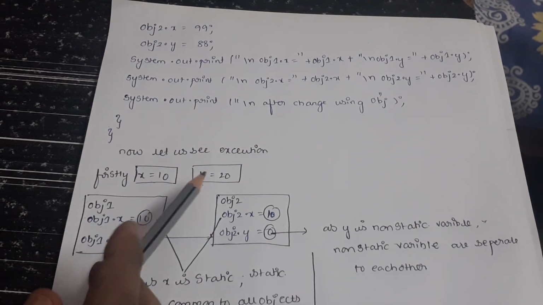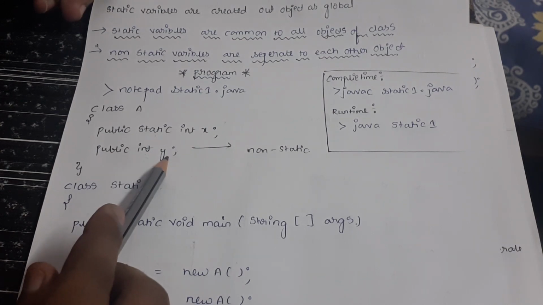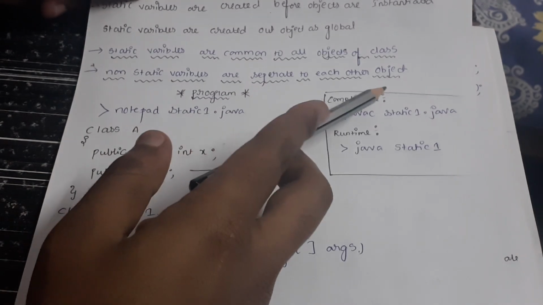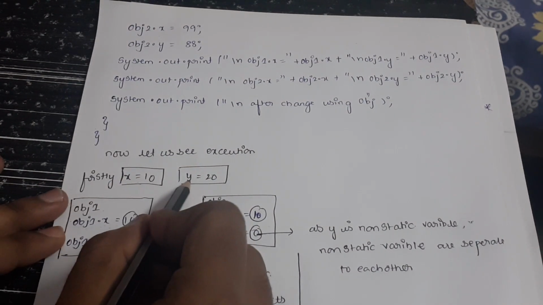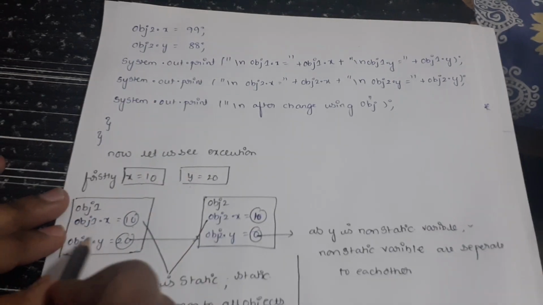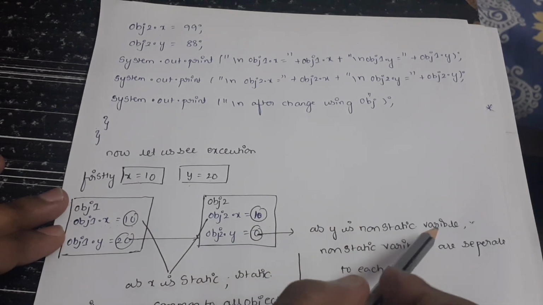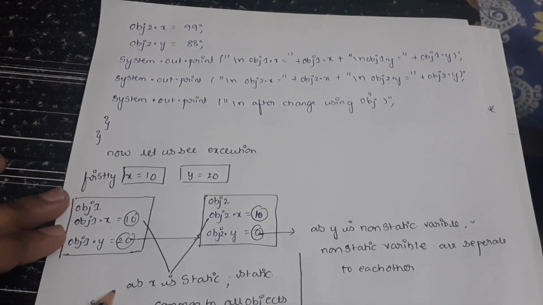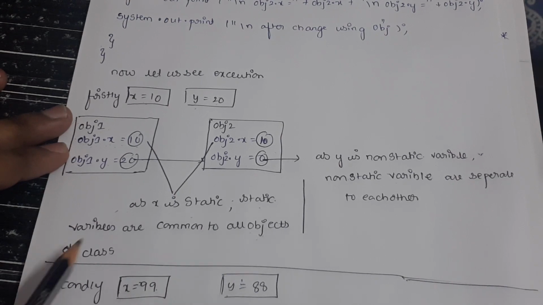But in the above program, the public int y is a non-static variable. As I already mentioned, non-static variables are separate to each object. They are not common to all the objects. So object1.y, what is the value given to y? 20. So object1.y is 20 and object2.y is 0. As y is a non-static variable, non-static variables are separate to each other. Here as x is a static variable, static variables are common to all the objects of the class.